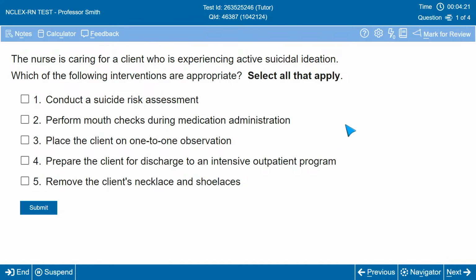Okay, so for our first question, we are going to look at the question stem. The question stem is this area right here. It's the main question that's being asked, and then it's followed by answer choices, which are sorted alphabetically. With this question stem, we want to see what it's asking us. For this question, we're exploring more about safety and how to promote a therapeutic environment for the client. We're looking at a client who's experiencing active suicidal ideation and which interventions would be appropriate for this client.